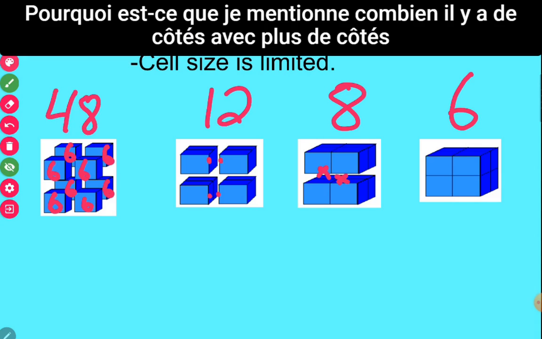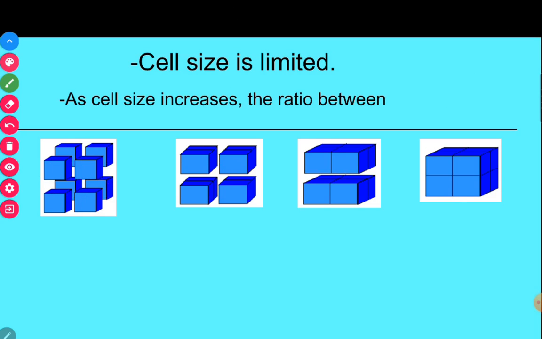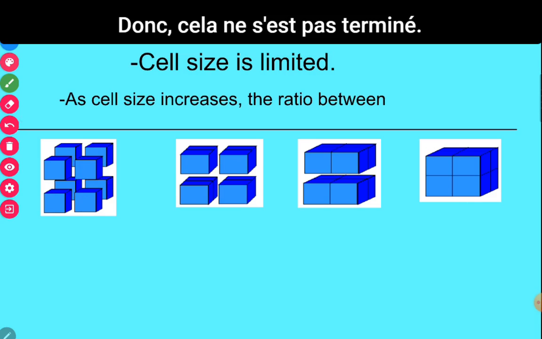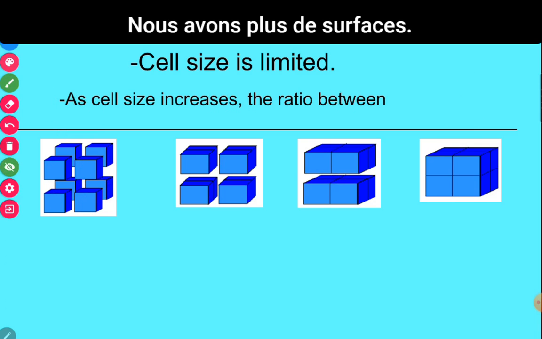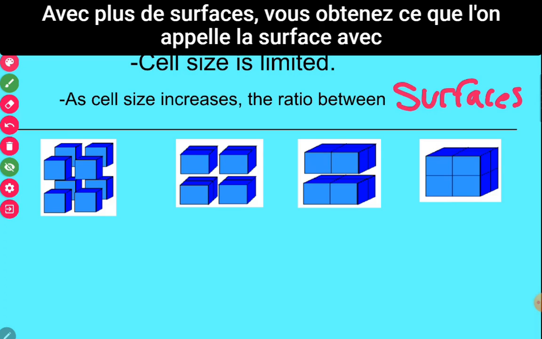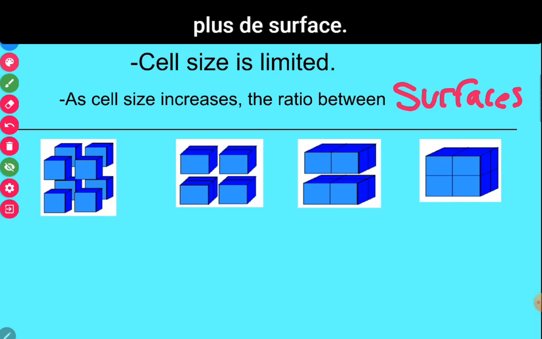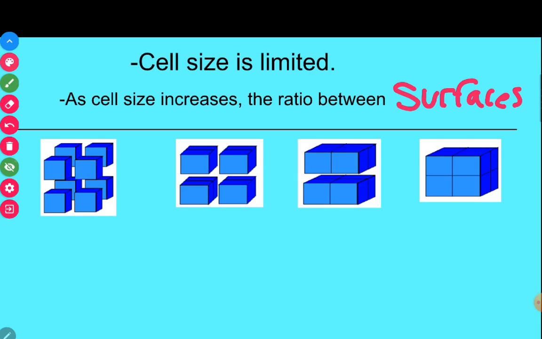Why do I mention how many sides there are? With more sides, we have more of what's called surface area. So this did not finish, unfortunately. I have to write this for you. We have more surfaces. With more surfaces, you get what's called surface area. With more surface area, the cells have more ability to absorb nutrients.